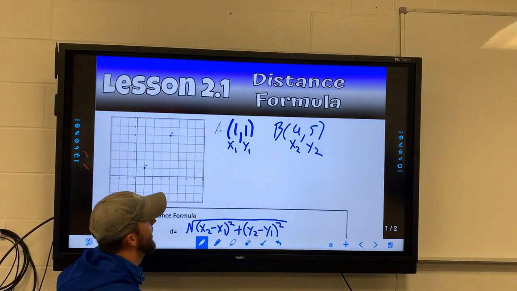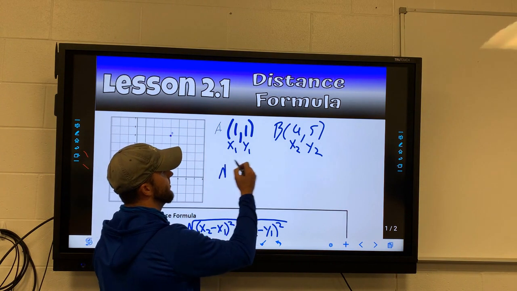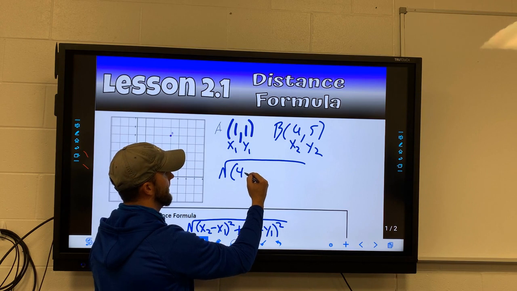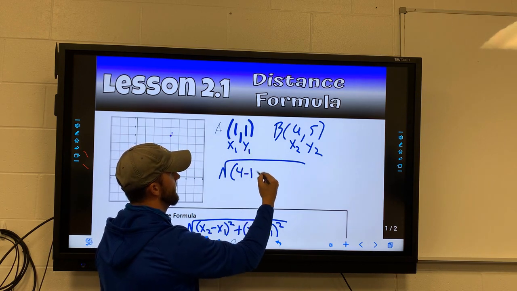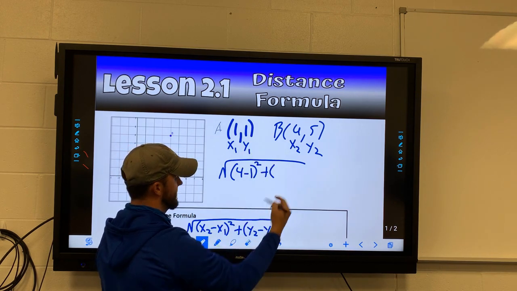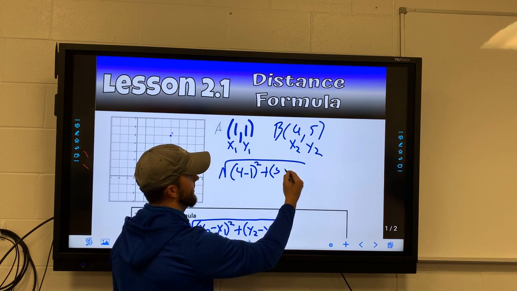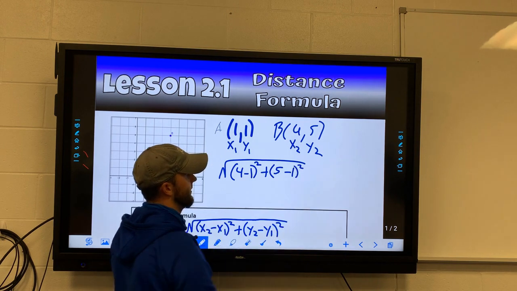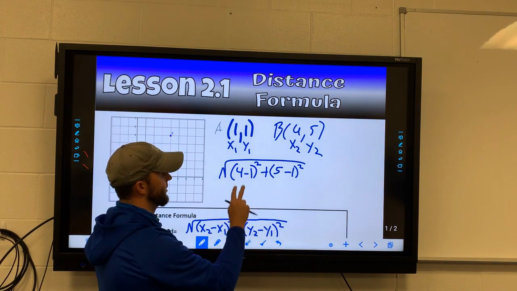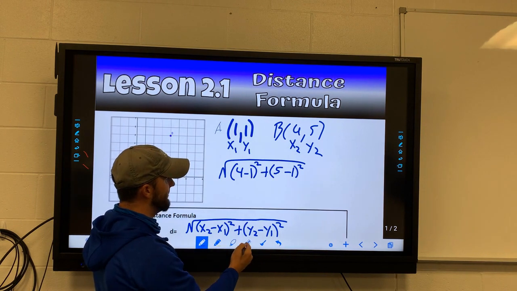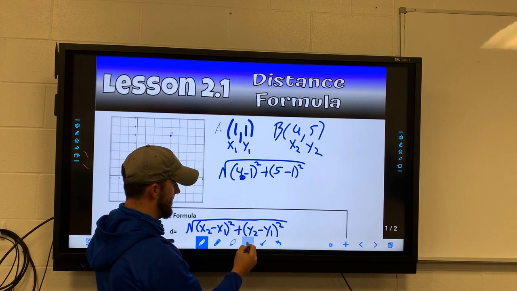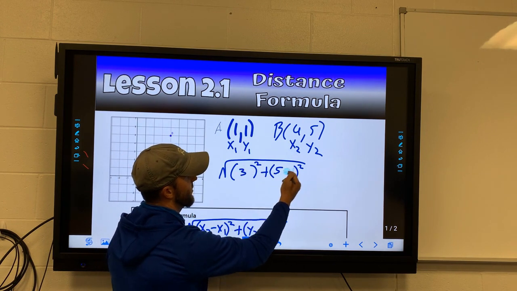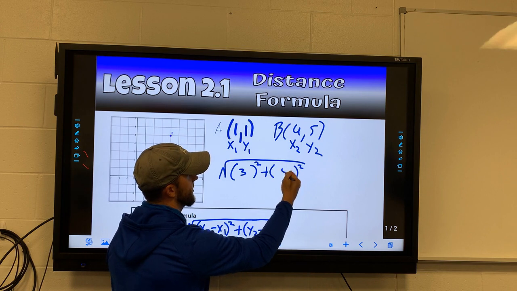So here we go. So let's go and write this out. So I'm going to have the square root of (x2, which is 4, minus x1, which is 1) squared, plus (y2, which is 5, minus y1, which is going to be 1) squared, okay? So here we go. So 4 minus 1 is going to end up being 3. So this right here is going to turn into 3. 5 minus 1 is 4. So this is going to turn into 4.